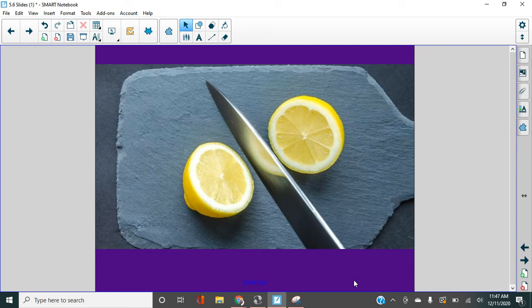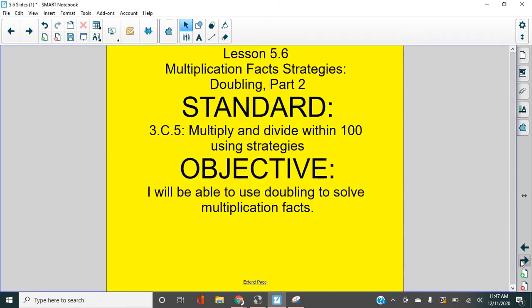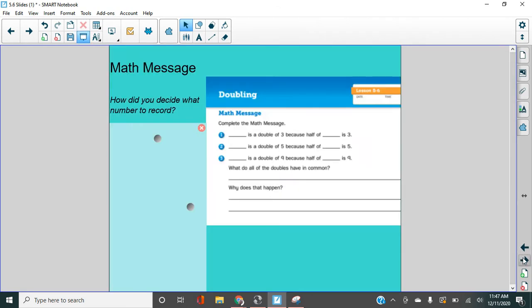And so that's what we're going to be talking about today: how halves can help us with some multiplication facts. So our objective here is to be able to use doubling, right? So we're talking about half of something and then doubling that to solve multiplication facts. Okay, we're in our fact standard.